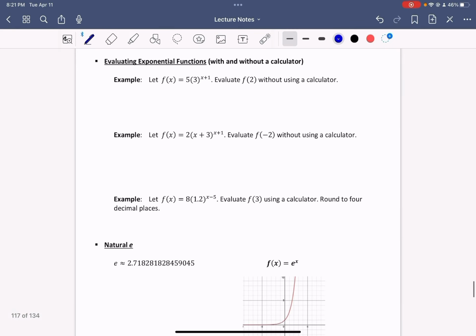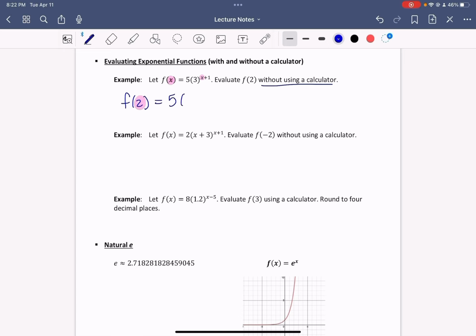Looking at the next part here, we're going to be evaluating exponential functions with and without a calculator. So let's look at an example. Let f of x equal 5 times 3 to the x plus 1. Evaluate f of 2 without using a calculator. So I know this should be a really nice number, because I don't have to use the calculator for this one. So f of 2 means everywhere I have an x, I'm just going to plug in 2 for x.